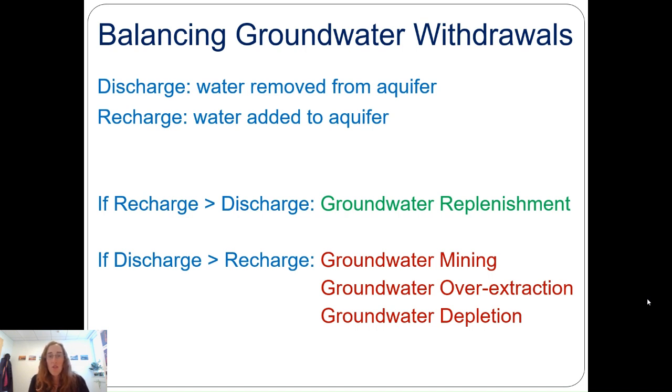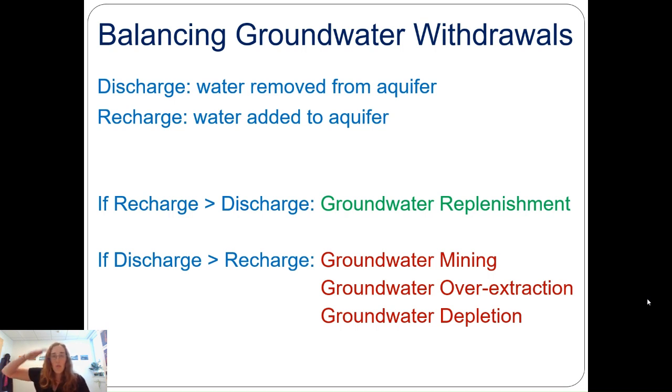Just to remind you of the definitions, discharge is when you're taking water out of an aquifer, usually through a well, pumping water out of the ground. Recharge is when you're adding water to an aquifer. A good situation is when recharge is greater than discharge. If you're adding more to an aquifer than you're taking out, this is called groundwater replenishment, and that's a good thing.